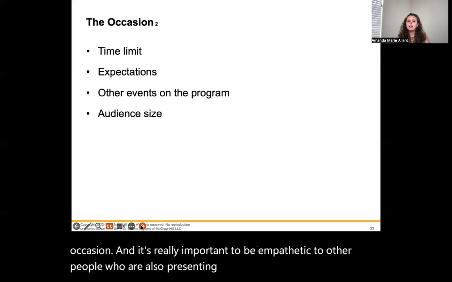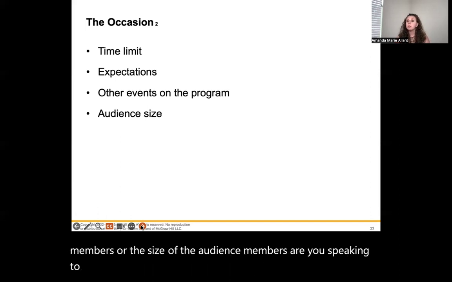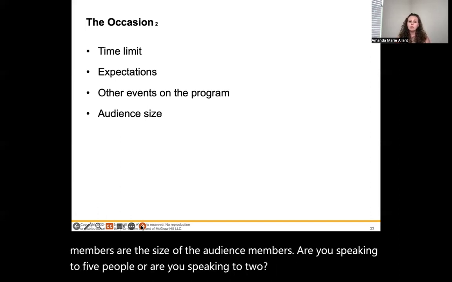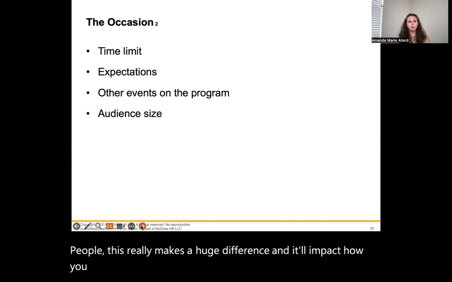And then finally, the size of the audience. Are you speaking to 5 people or are you speaking to 2,000 people? This really makes a huge difference, and it'll impact how you present, how you interact with them, as well as your PowerPoint slides.